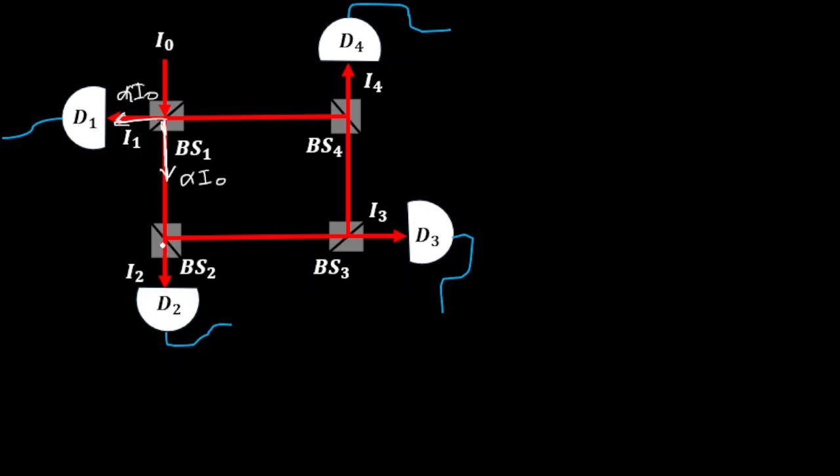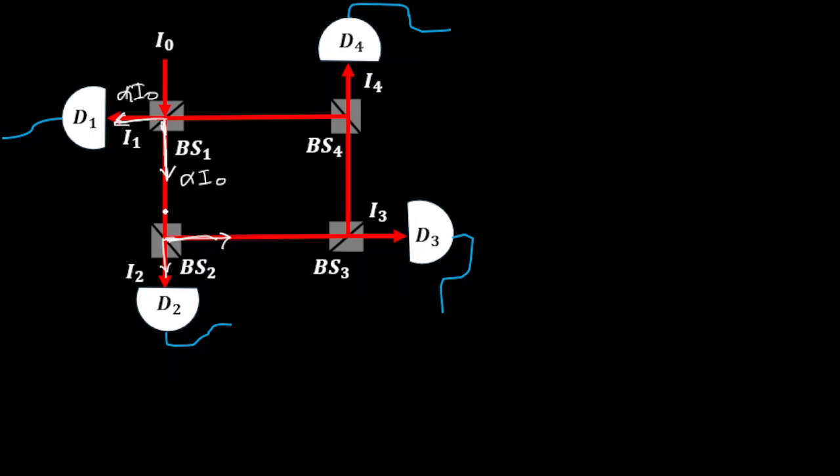And again, here the light will also be divided into two parts. One part will be transmitted through the beam splitter and reach detector 2, and another part will be reflected from this beam splitter and go to beam splitter 3. So what will be the intensity of the reflected light from beam splitter 2?